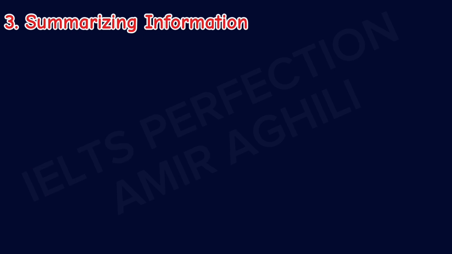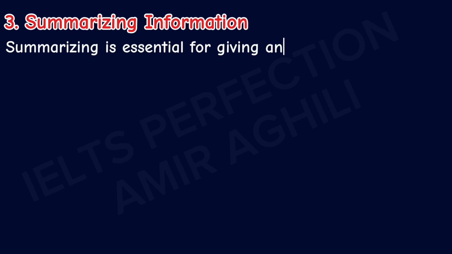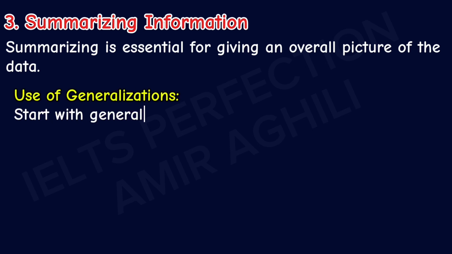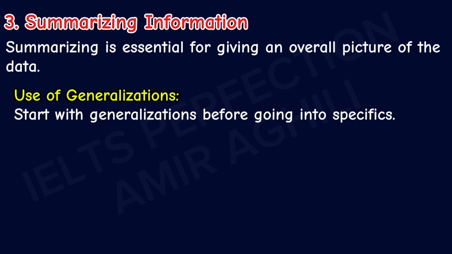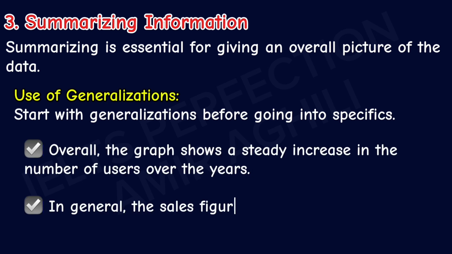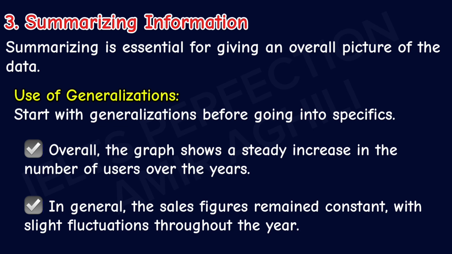Number 3 is summarizing information. Summarizing is essential for giving an overall picture of the data. The first feature is use of generalization. Start with generalizations before going to specifics. Overall, the graph shows a steady increase in the number of users over the years. In general, the sales figures remained constant, with slight fluctuations throughout the year.